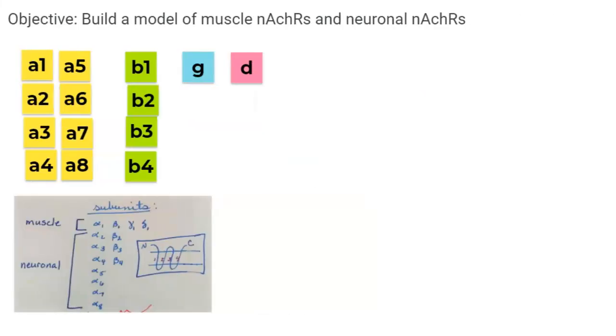So let's put that into practice. Knowing those things, build a model of a muscle nicotinic acetylcholine receptor and a neuronal nicotinic acetylcholine receptor. So go ahead and pause, and you might have to duplicate some of these, but build one for the muscle and build one that's available in neurons.